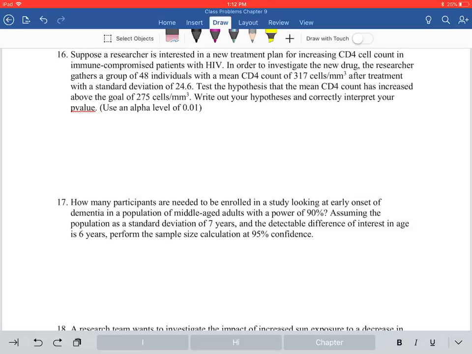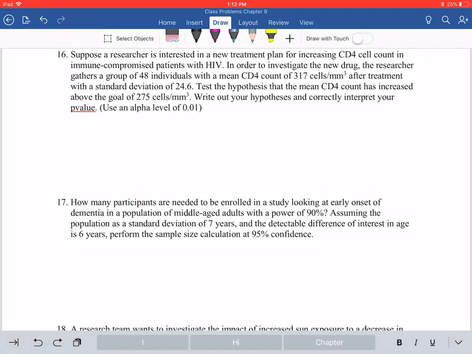Hello everyone. Due to the request of some people, I'm going to do a quick video over some of the practice problems and work them out as a way to help out. So I'm going to start with number 16 on the packet here, which is our HIV question. I'm going to do a couple of them and then I will upload this for you all to see.